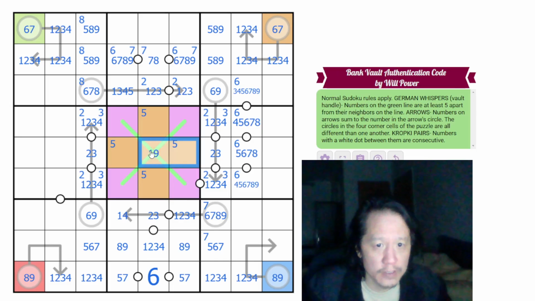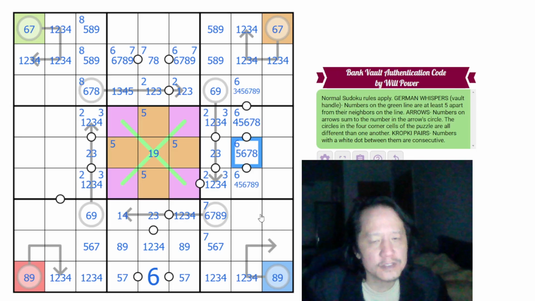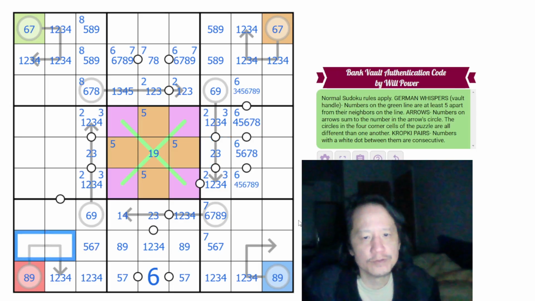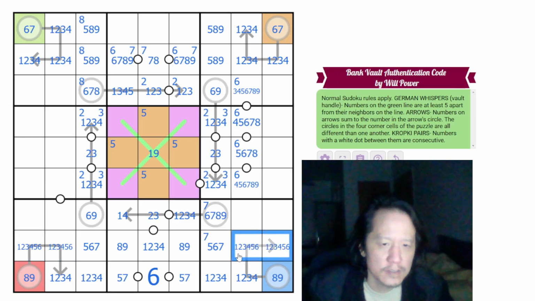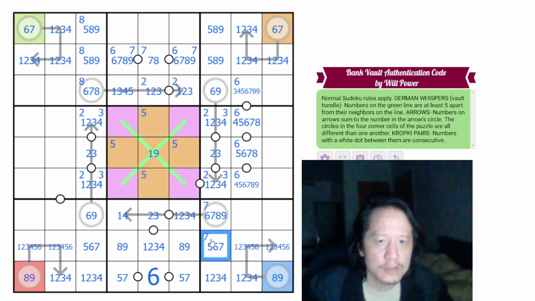Oh, well, it could be 1, 4. That's fine. This is 5 or above, so this has to be essentially, this is low. This is low. This is 1 through 6. This is 1 through 6. So 7 has to be one of these two cells. Right?